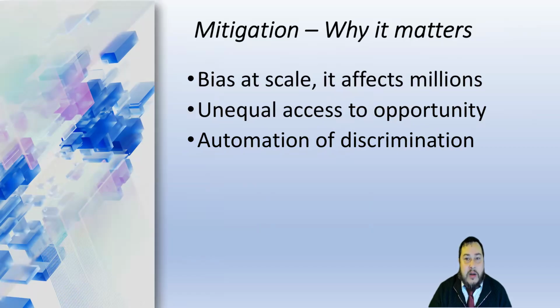Now that we've seen how bias appears in human hiring and how ATS systems can inherit and amplify those patterns, we must ask ourselves, why does mitigation matter? The answer is scale. When a human hiring manager is biased, that bias affects a handful of applicants. When an ATS system is biased, the technology can scale up, essentially giving it the ability to affect millions of applicants. At this scale, mitigation isn't just a technical concern, it's a fairness, ethical, and legal concern as well.